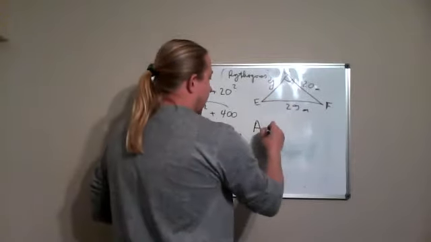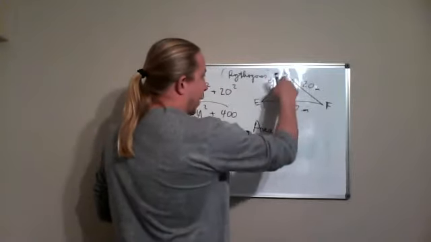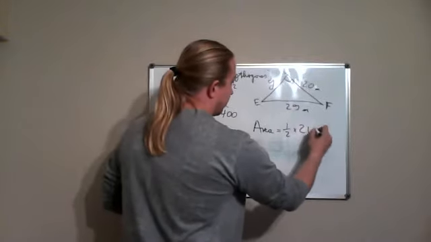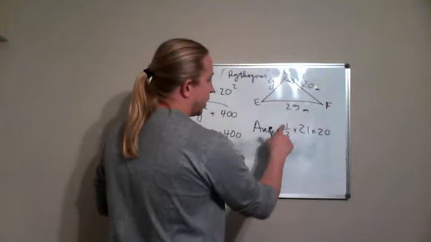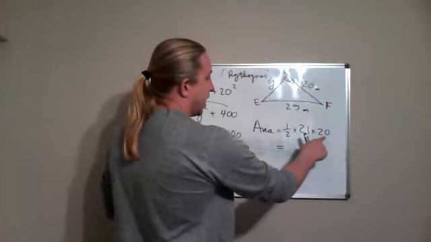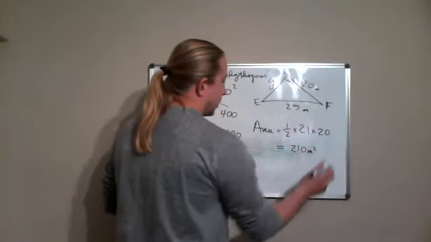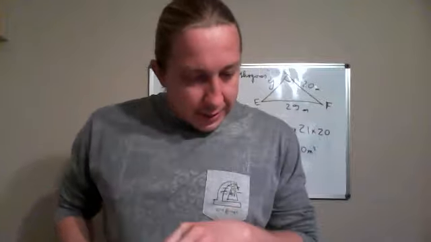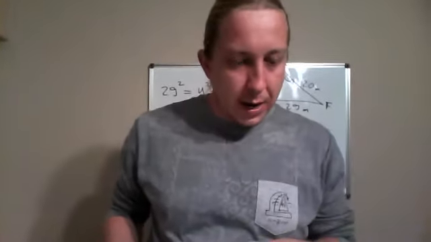So our area A equals a half times base times height. Our base is 21 times height, which is 20. And that equals a half of 20 is 10. 10 times 21 is 210 meters squared. Right, guys, that is page 99. That takes us to page 100.